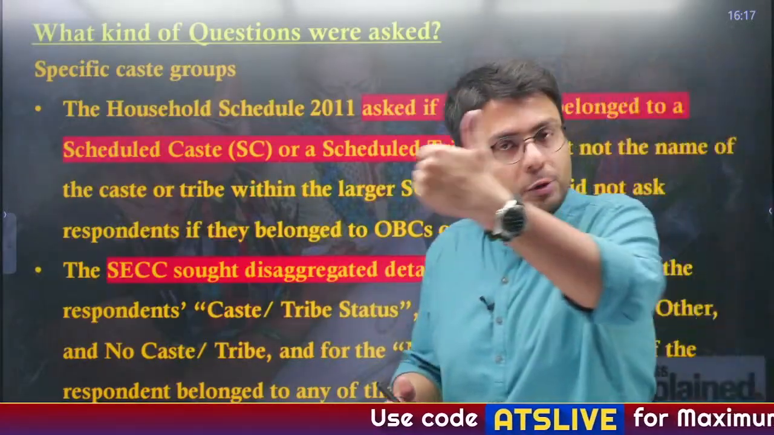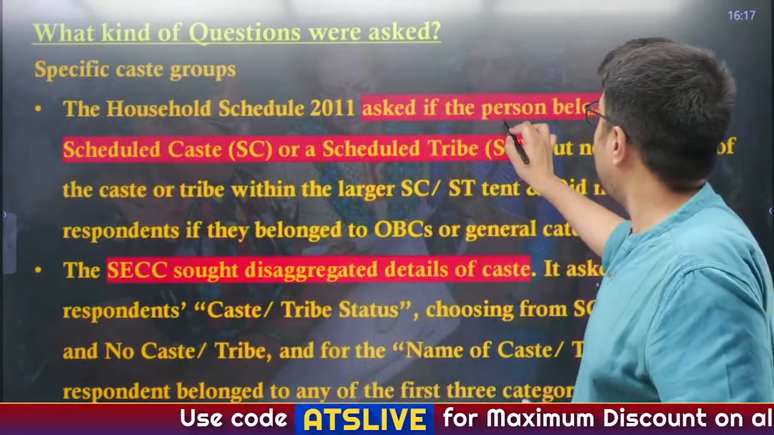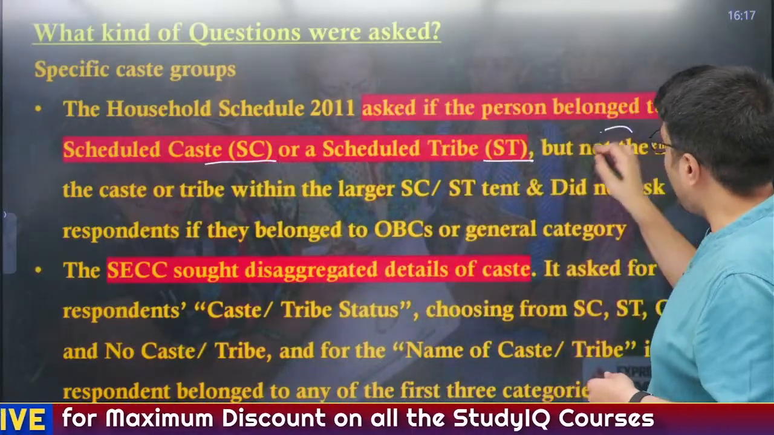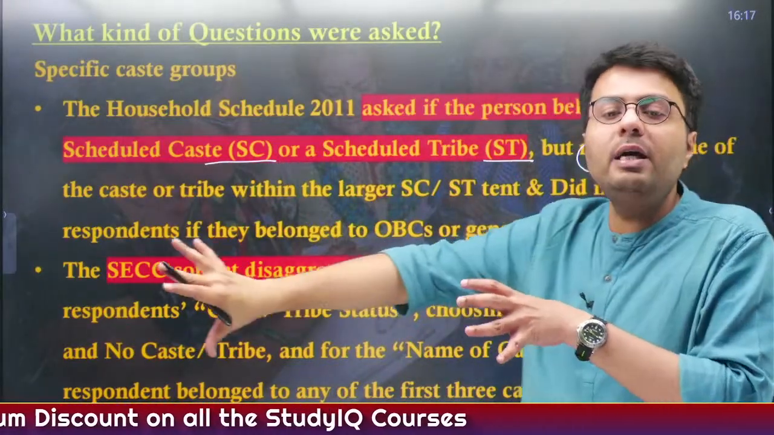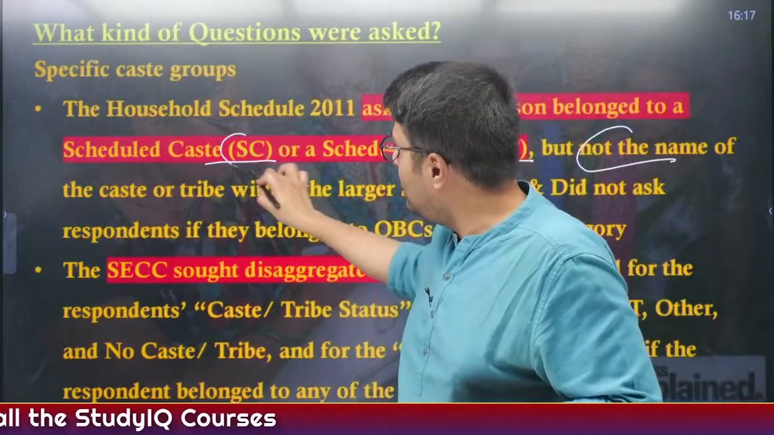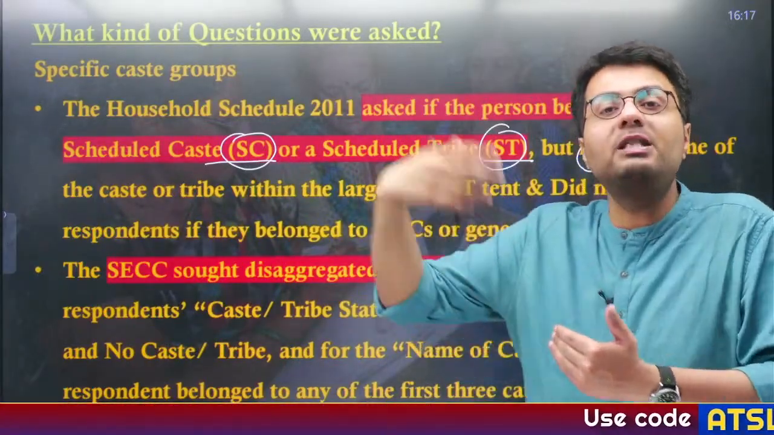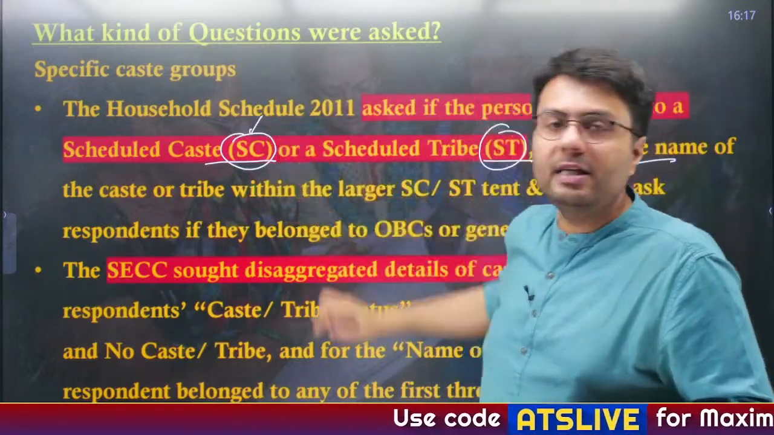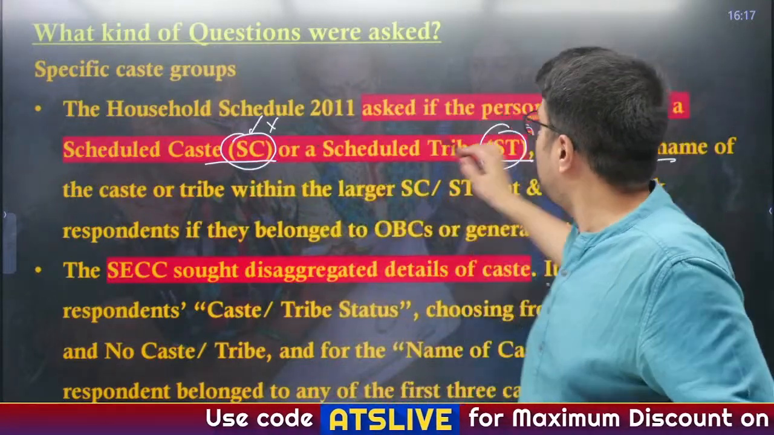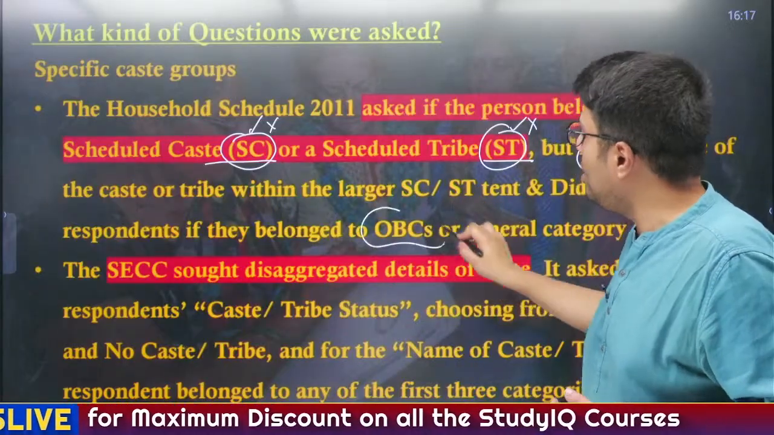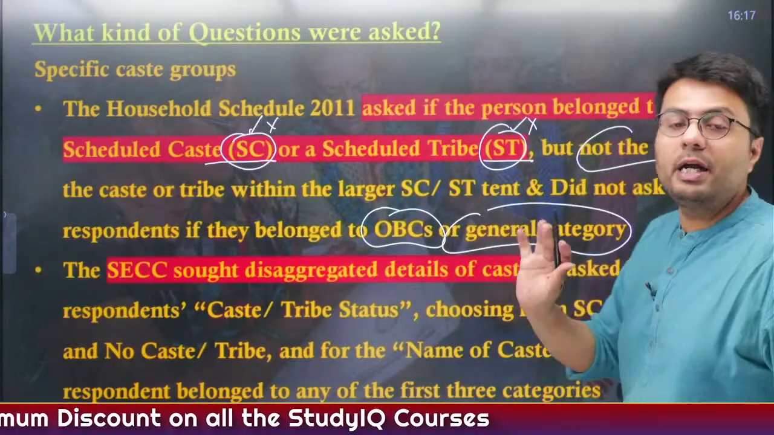Now, when the census person came, it asked you whether or not you belong to either scheduled caste or scheduled tribes, but it did not ask you the name of the subsequent caste to which you belong under the SC or ST category, right? So it did not ask you a specific detail. It asked you whether you belong to scheduled caste or not, or whether you belong to scheduled tribe or not. And it did not even ask you whether you were OBC or a person belonging to the general category.